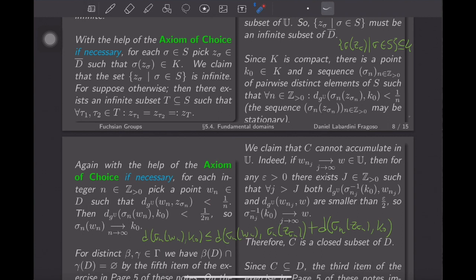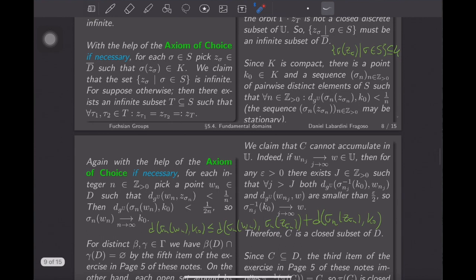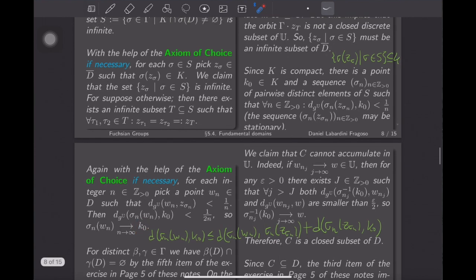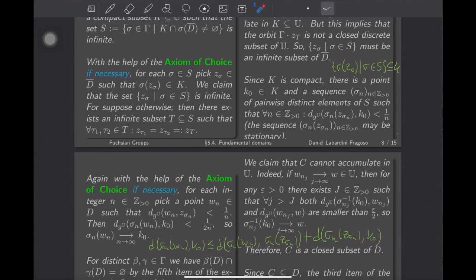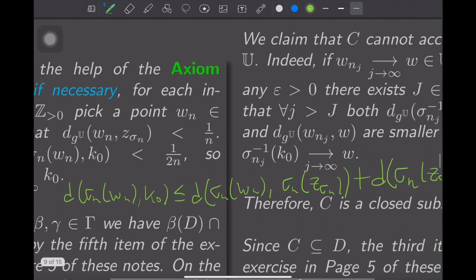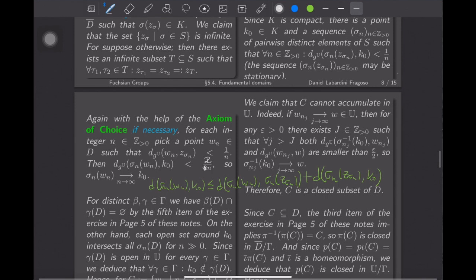And what I obtain is that sigma n of Wn also goes to K naught as n goes to infinity. And now what I have gained is that I'm approximating K naught by sigmas of elements of D and not only elements of D bar. So that's what I have gained up to this point. 2 over n? I'm sorry? 2 over n. Yes, you are right. Sorry. Okay.